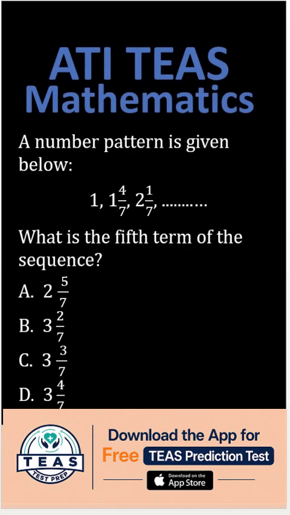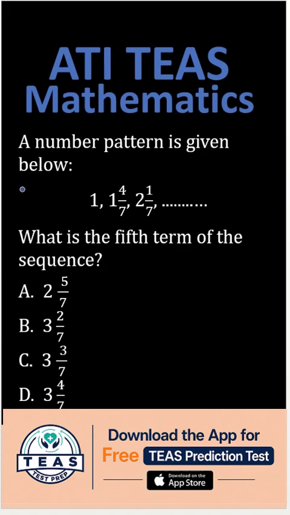The question asks, a number pattern is given below: 1, 1 and 4/7, 2 and 1/7. What is the fifth term of the sequence? So let us find the common difference first.